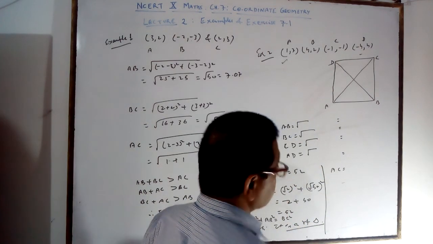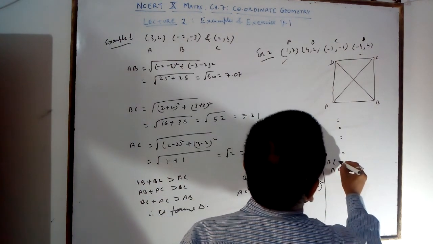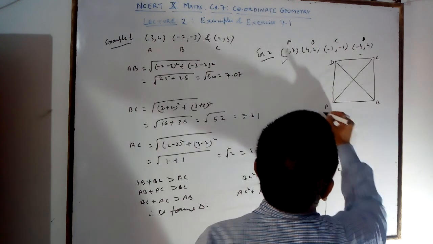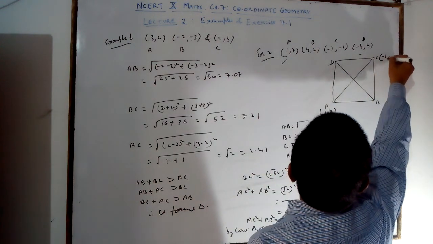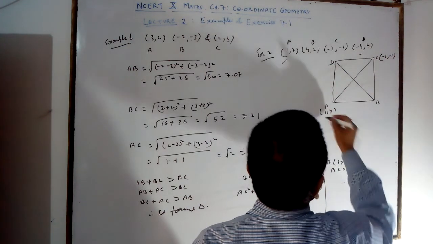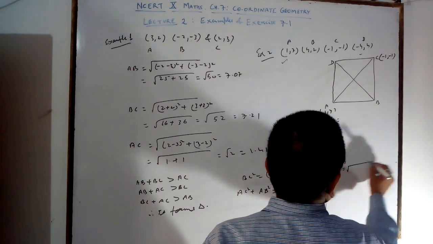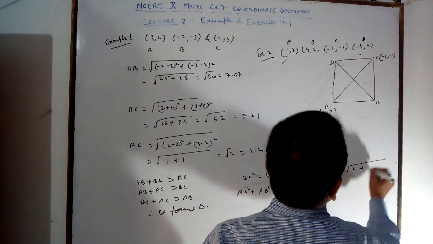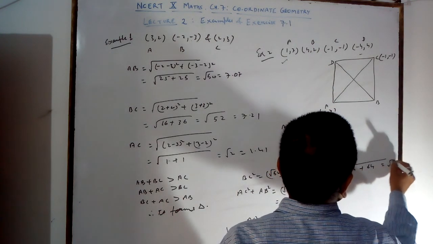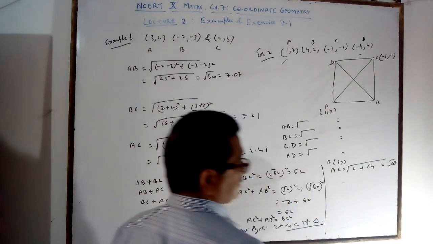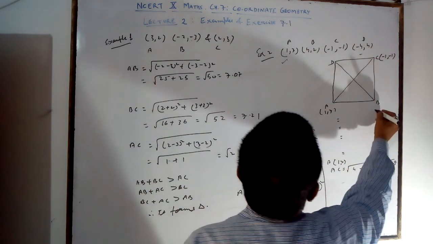First you write the coordinates here, then there will be no confusion. AC: A is (1, 7) and C is (-1, -1). So the differences are minus 2 and minus 8. What will you get? 2 squared is 4, 8 squared is 64, which gives you 68. So AC is under root 68.